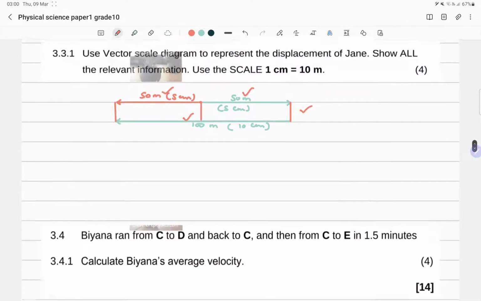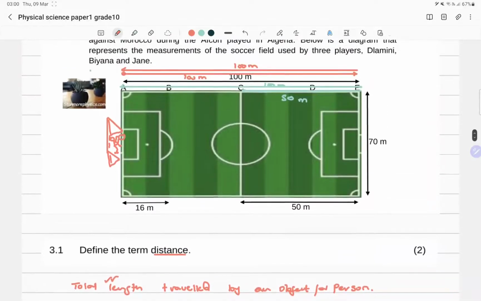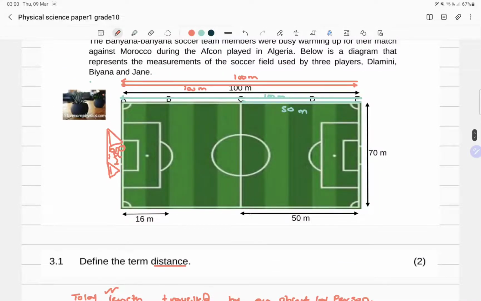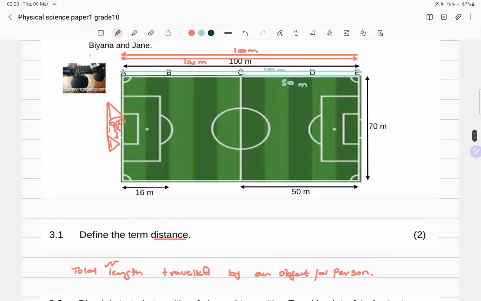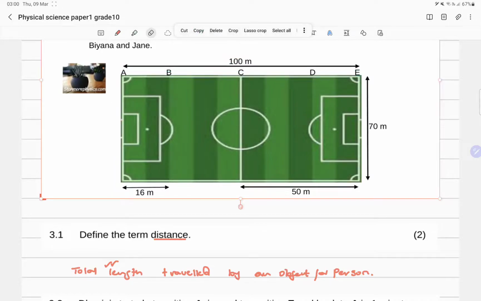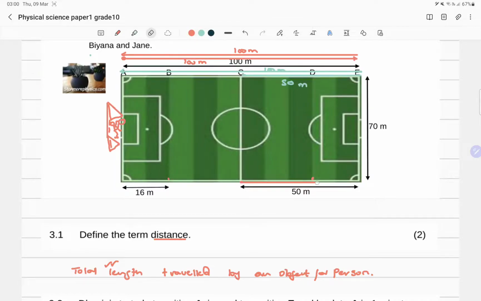Biana ran from C to D. Okay, where is Biana? So let's take C as on this side. So she ran from C to what? To D, okay? So she ran from C, which is this region right here, and then she went to the 18-yard position. No, this is not the 18-yard position. It's just outside, okay? So it's just there. All right. Not a problem. It's not the goalkeeper territory. It's just outside the territory.